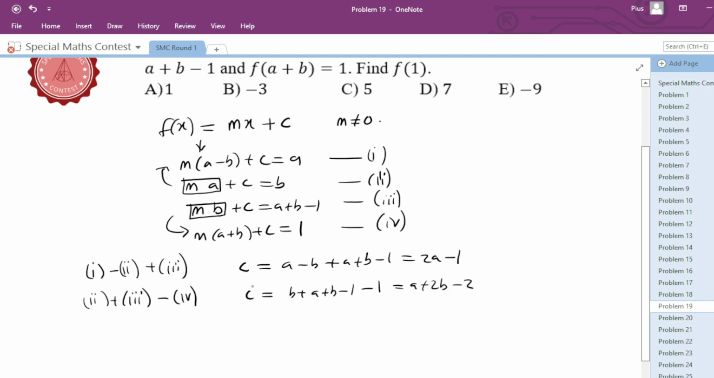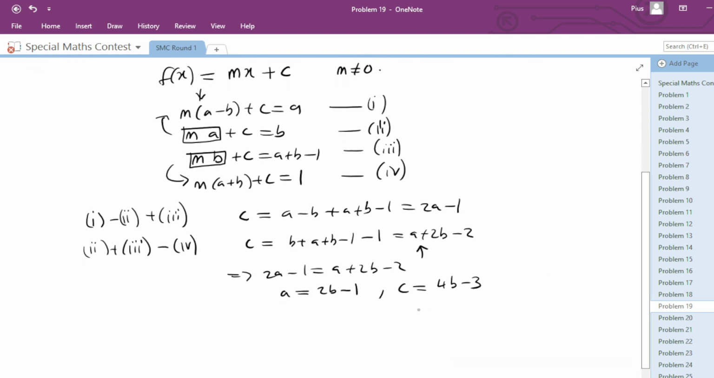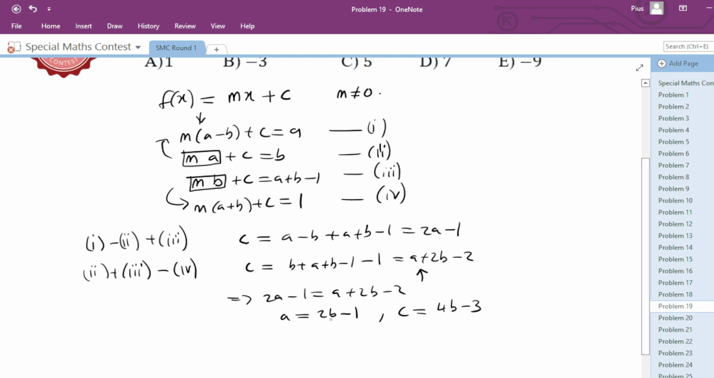So we have two values of c, and they have to be equal. This means that 2a minus 1 is equal to this, and we get a is equal to 2b minus 1. So we can write a in terms of b, and in turn we can write c in terms of b. Plugging that here, c will be equal to 4b minus 3. With this, we can now go back to equation 2 and equation 3 to figure out what b will have to be.